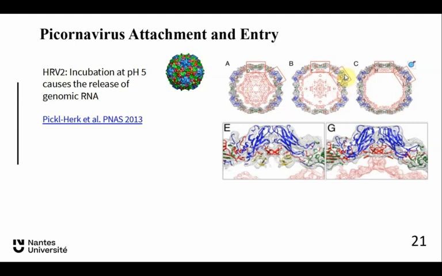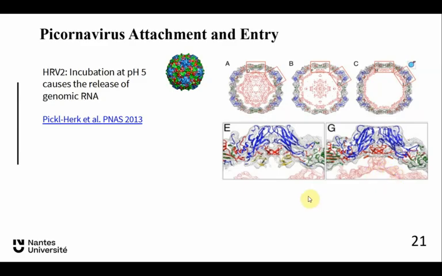So if you zoom in on this region, at neutral pH it's like this, kind of closed. VP4 is here. And as the pH goes down, it's slightly more open. VP4 has disappeared, it's come out. And you've got this electron density, which is the RNA that's coming out of here.